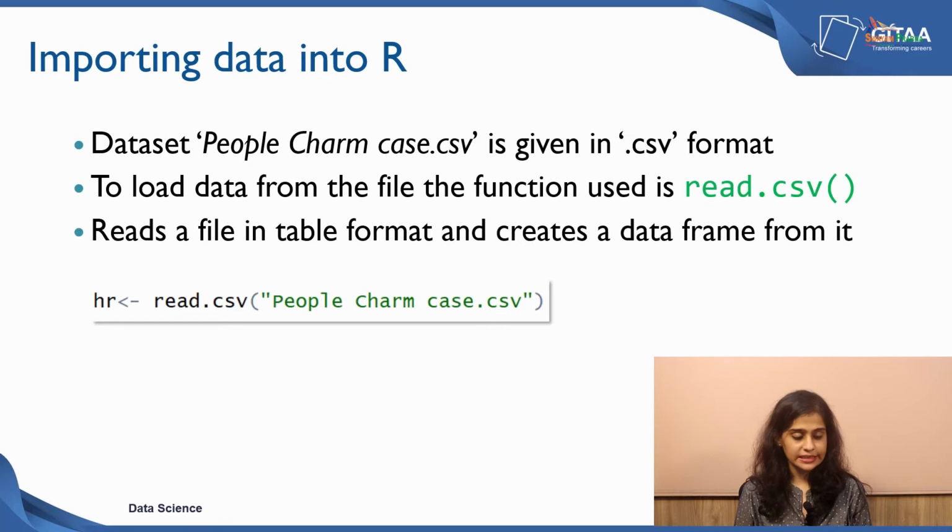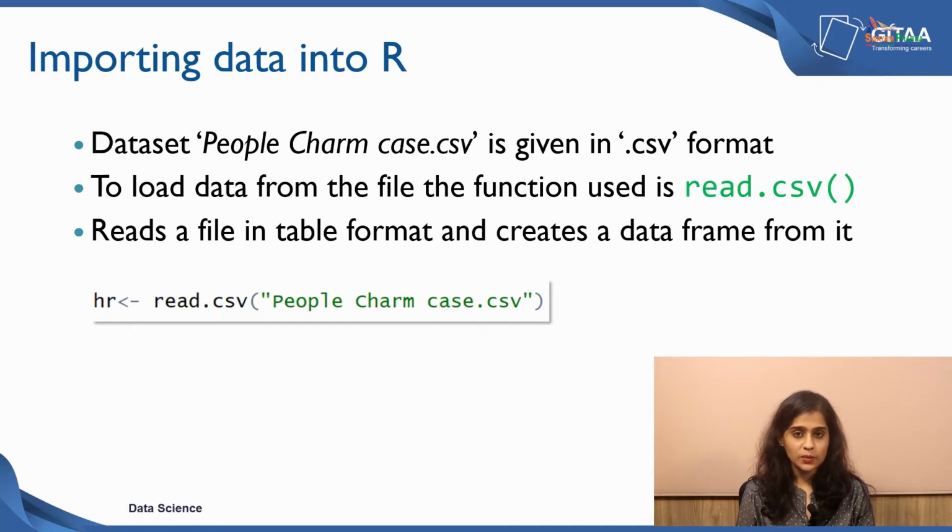So I need to import the data into R. Like I earlier said, peoplecharmcase.csv is a CSV file. So to load this data, we need to use the function read.csv, and this function will basically read a file in table format and create a data frame from it. So I'm using the function read.csv, and within quotes, I am mentioning the name of the file, which is peoplecharmcase.csv, and I am saving the output that is generated by this function into a variable called HR.